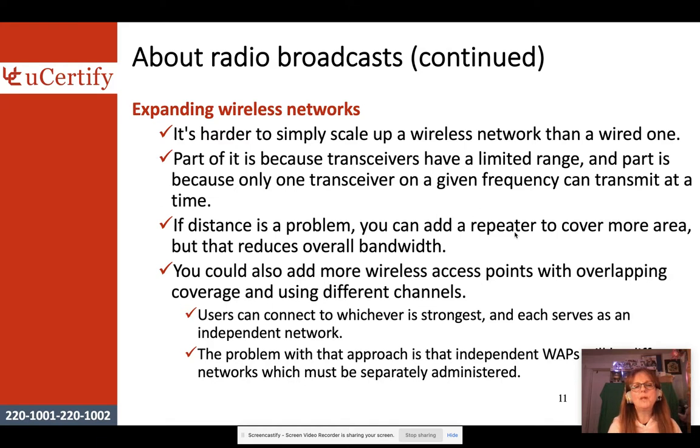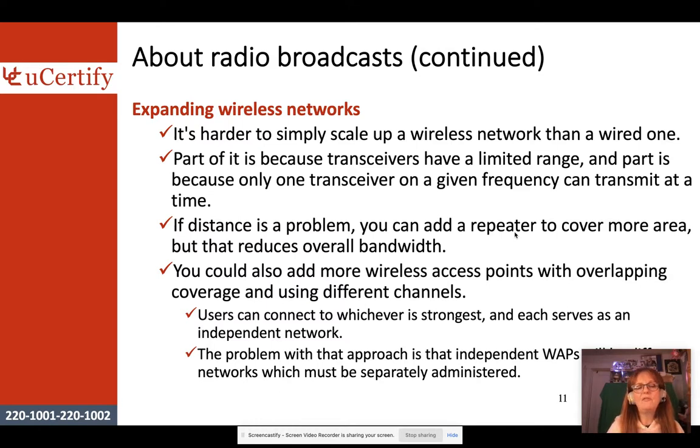The problem with wireless networks expanding is that your transceivers have a limited range, and only one transceiver on a given frequency can transmit at a given time. So it's not like you can just add a whole bunch more transceivers, because then you're going to have a whole bunch of problems, lots and lots of traffic.